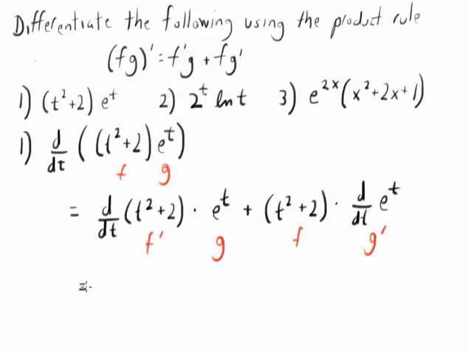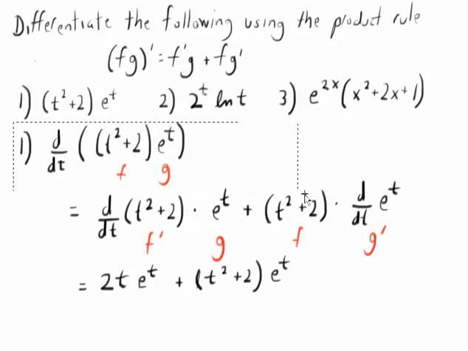So now we just have to use our differentiation rules that we already know. This derivative is 2t, e to the t, plus t squared plus 2. The derivative of e to the t is e to the t. Yay, derivative! You do not need to worry right now about simplifying this. This form is fine. Let's do that again.